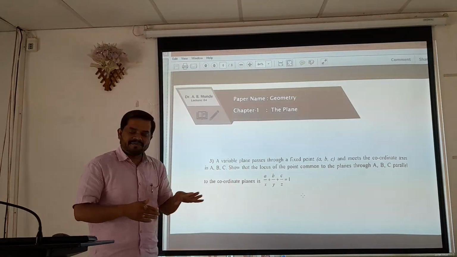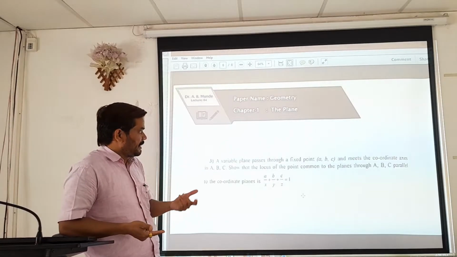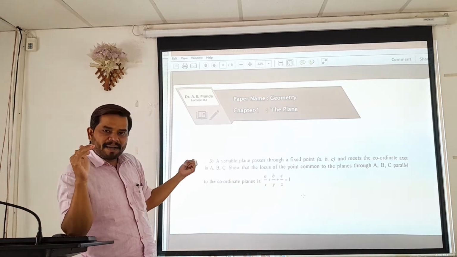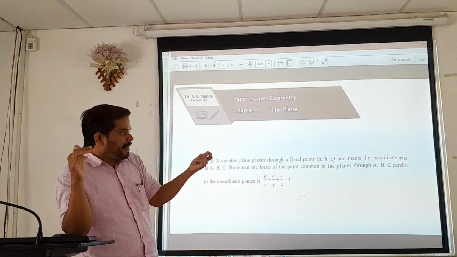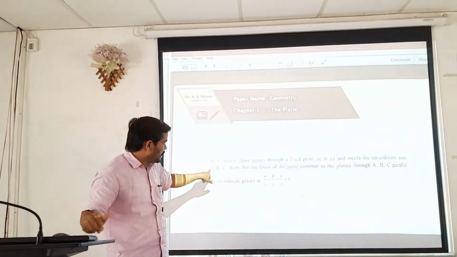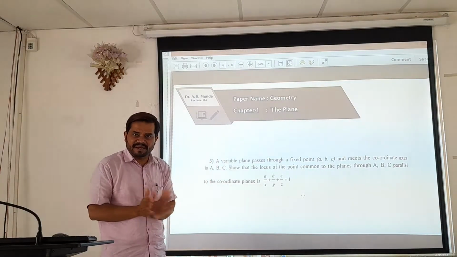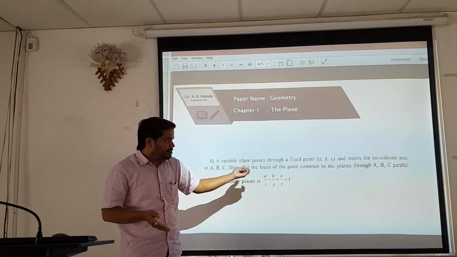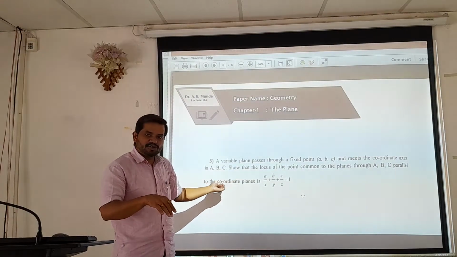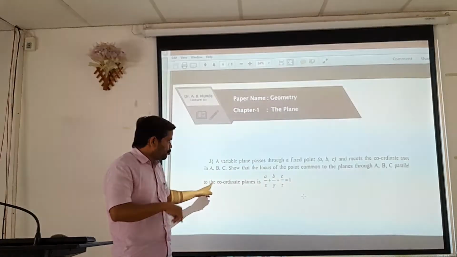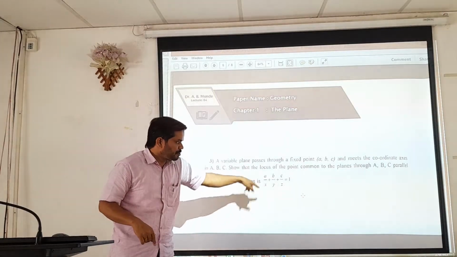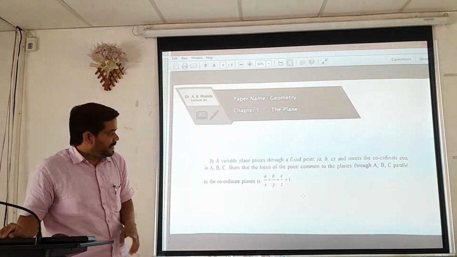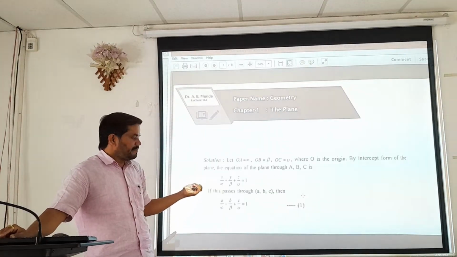A variable plane passes through a fixed point, and that point is given here, small a, small b, small c. That plane passes through that point and meets the coordinate axes in capital A, B, C. So this is given. What we have to show? We have to show that the locus of the point common to the planes through A, B, C parallel to the coordinate planes is a by x plus b by y plus c by z is equal to 1. This we have to show. So look at the solution.